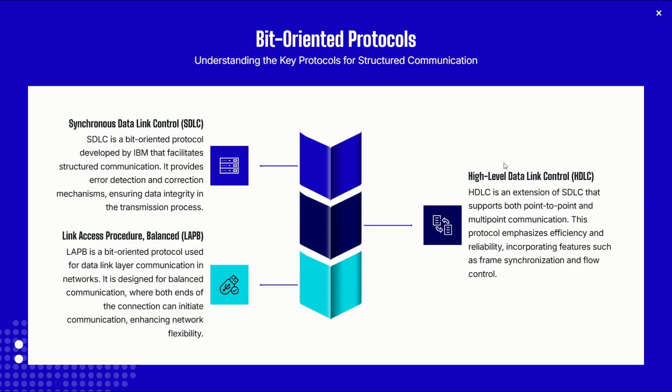Now, let's go forward to high-level data link control, HDLC. HDLC is developed by ISO, which is like SDLC's more sophisticated cousin. It uses three types of frames: information frames, called I-frames, for the main message, supervisory frames, called S-frames, for smooth operation, and unnumbered frames, U-frames, for special instructions.